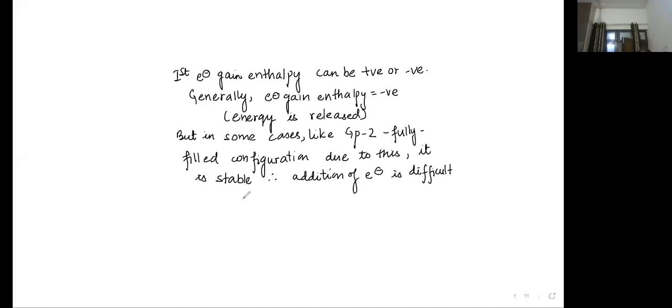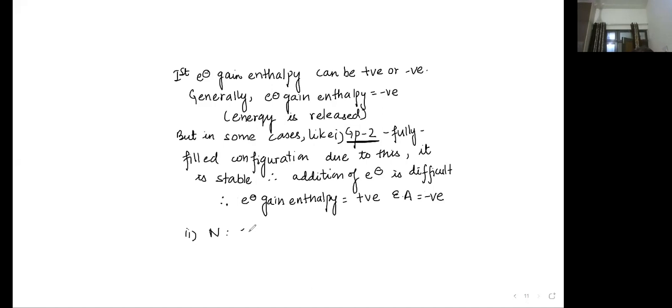If addition of electron is difficult, then what will be electron gain enthalpy? Energy will be required. Then to add electron, you need to provide energy. So electron gain enthalpy will be positive. So it will have less tendency to take the electron. So electron affinity is negative. So first is generally it is negative. For all it will be negative except group 2, and second is nitrogen.